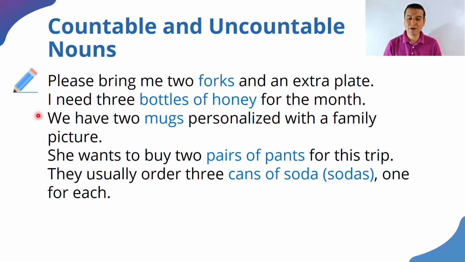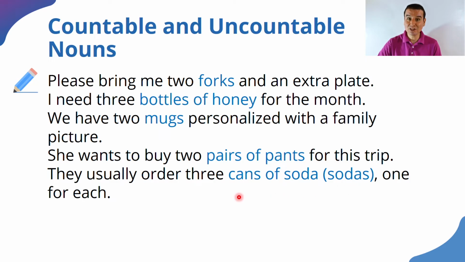All right? Next, the word mugs. We have 2 mugs personalized with a family picture. That's nice. Next, she wants to buy 2 pairs of pants for this trip. And finally, they usually order 3, and we have 2 options for this actually. We can say 3 cans of soda or 2 bottles of soda, 1 for each, all right? Or we can also say 2 sodas. So it is possible to use this with a unit or just pluralizing it.